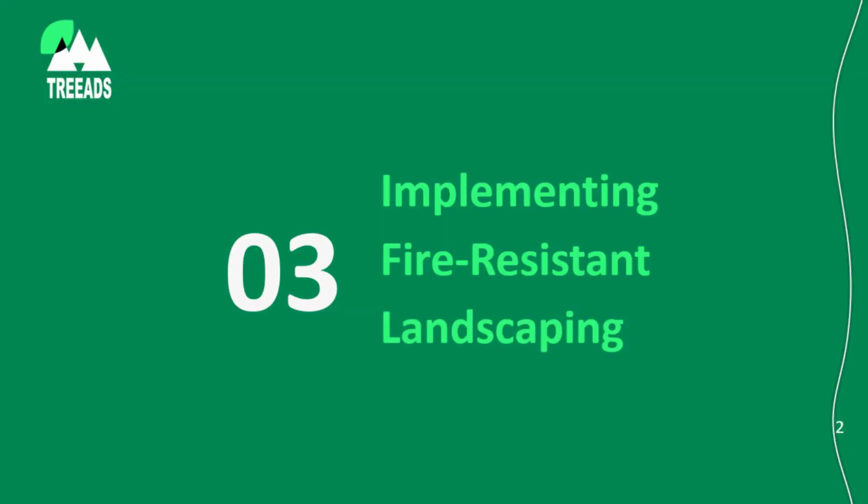One important aspect of fire-resistant building materials and design is the implementation of fire-resistant landscaping. In this tutorial, we will explore the steps involved in creating a landscape that helps protect your property from wildfire. By following these guidelines, you can create a beautiful and functional outdoor space while minimizing the risk of fire damage.